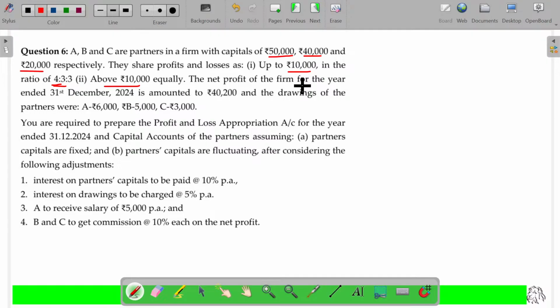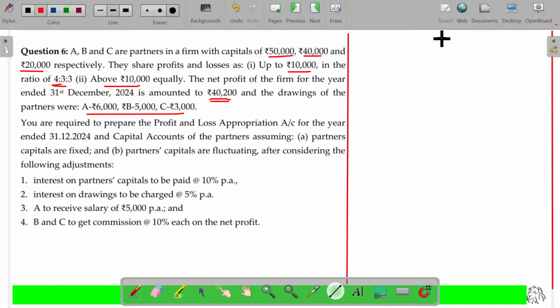The net profit of the firm for the year ended 31st December 24 amounted to rupees 40,200, and the drawings are also listed here. You can prepare the P&L appropriation account. Come on, join with me to solve this illustration. Make it faster.